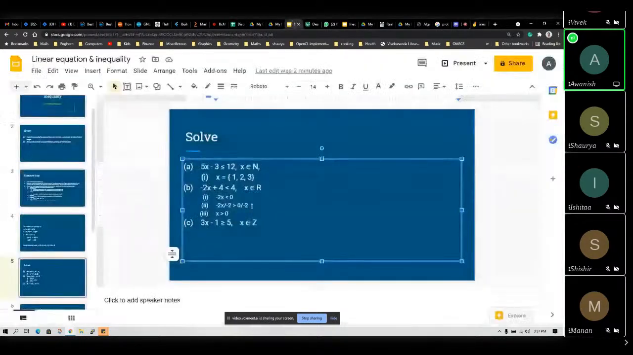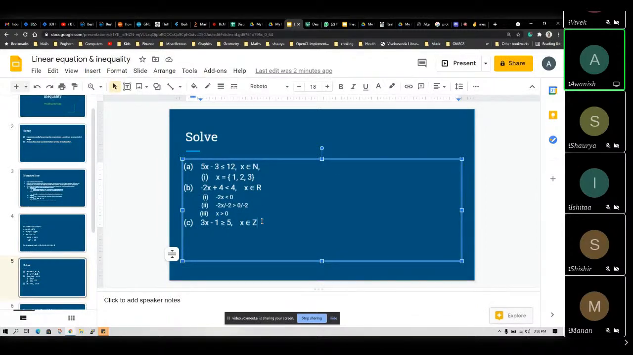Now let's go back. Do you understand what is Z? Integer. Z is the set of integers. So what are the solutions for this inequality? Can we solve this now? X is equal to all integers greater than or equal to 2.